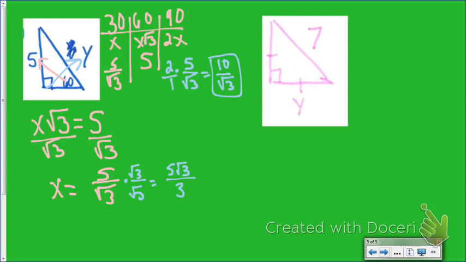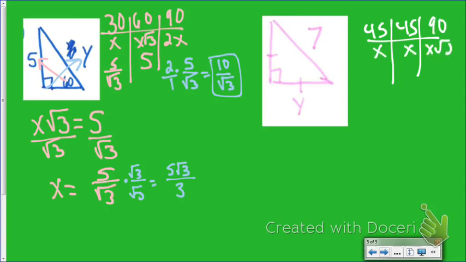Alright, so my last one's a little bit of a similar type question. I'm going to have to use a similar process. And what I'm going to do is make my chart again. This one is an isosceles right triangle, which makes it 45, 45, 90. So I have x, x, x root 2. And I'm going to fill in the 7 where it belongs. So 7 is my hypotenuse. It's across from 90, so it goes in the 90 column.